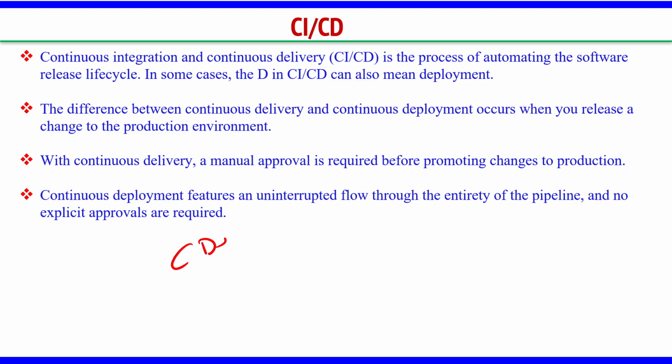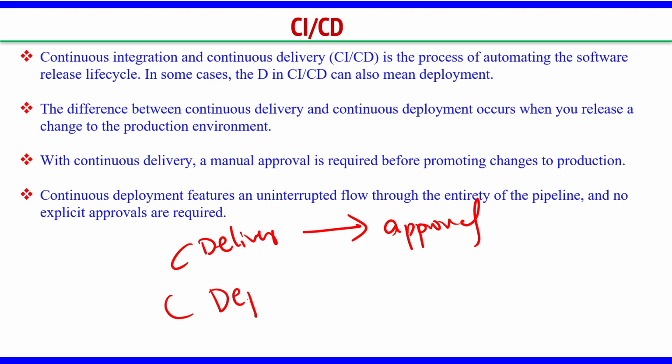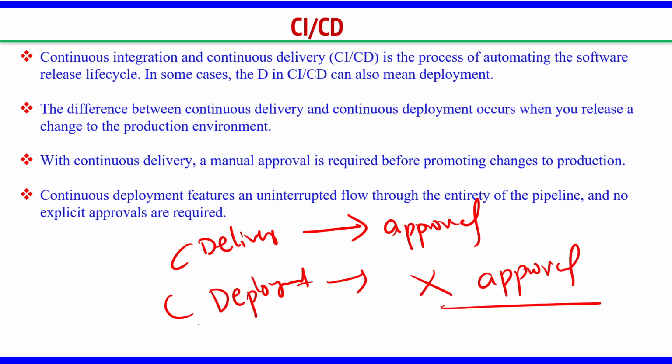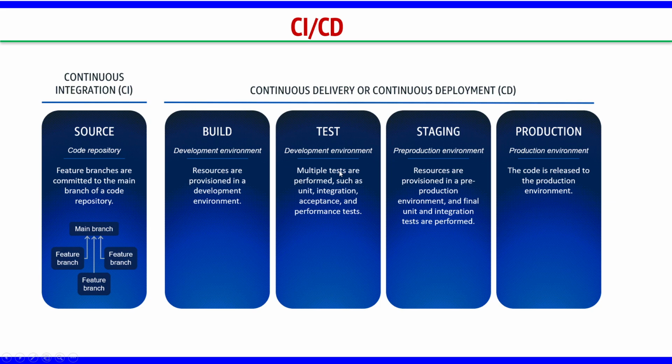See, continuous delivery means it requires approval, whereas continuous deployment does not require approval. Automatically the deployment process happens. Just you click one button only, it will not ask you so many times to click yes, yes, yes, or proceed, proceed. It will not say such things. You will be automatically moving the code, right? So this is the difference between continuous delivery and deployment.